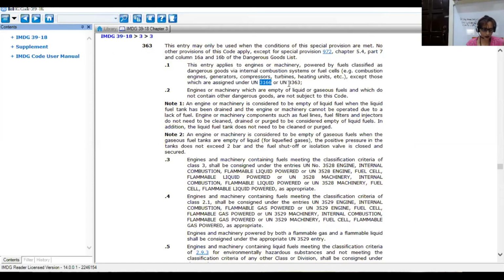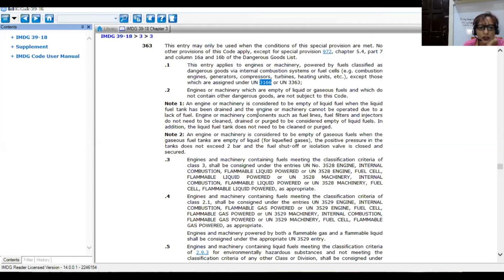3363 is dangerous goods in machinery or in apparatuses. Then they say you can't use this for engines or machineries which are empty of liquid or gaseous fuels and which do not contain any DG. So this is not the code to use if it's an empty machinery with no fuel in it, or if it falls under 3166 or 3363.